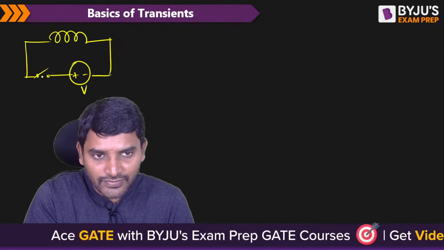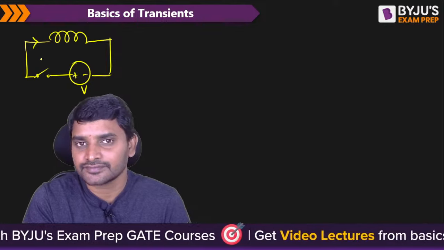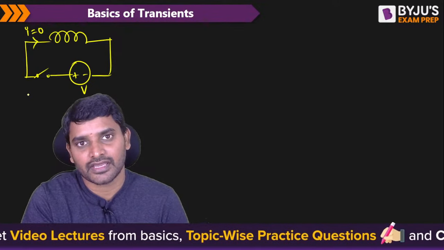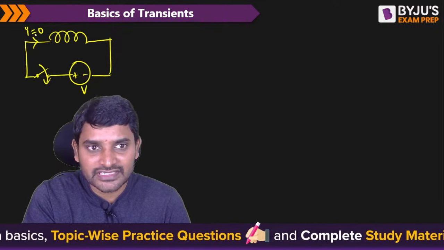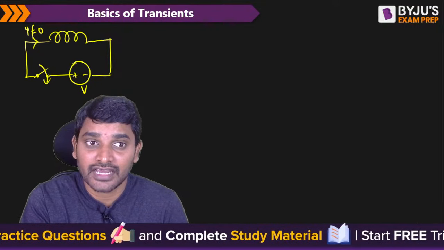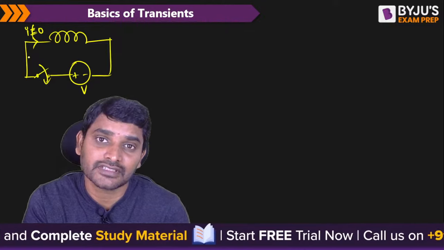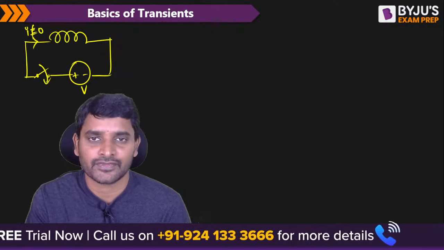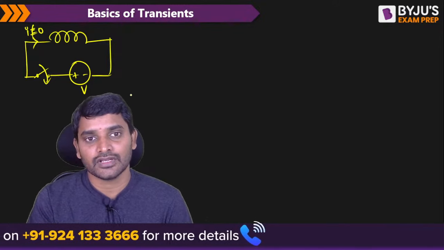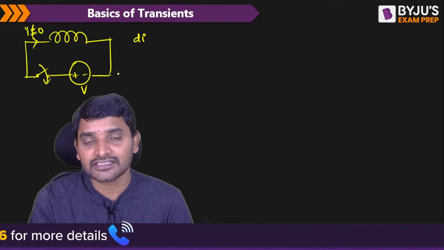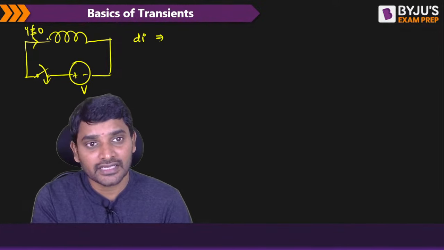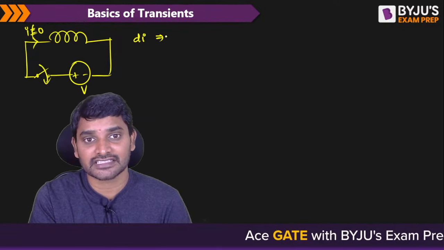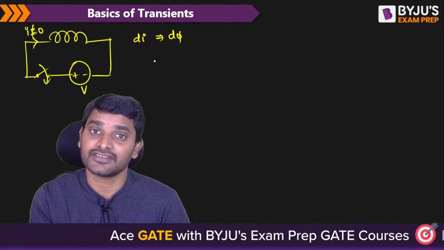Now before closing the switch, there is no current, I equals 0 before closing the switch. After closing the switch, there will be a change in current. Definitely it won't be 0; some amount of current tries to flow. Because of the change in current: when there is no current, there are no flux lines. Now when there is a current, there are flux lines. So there will be a change in flux lines.